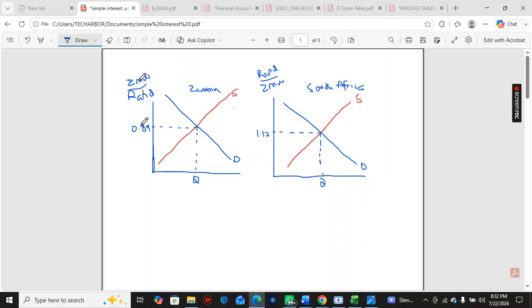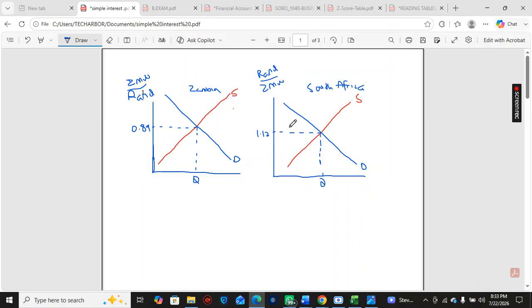I hope you remember how to read these quotations here. So as you can see, one Zambian kwacha, 0.89 rands. Then we come to South Africa here. We're saying 1 rand equals 1 kwacha, 12 ngwe. Imagine that Zambia and South Africa are transacting with each other, and we're going to see how supply and demand is going to affect the exchange rates.